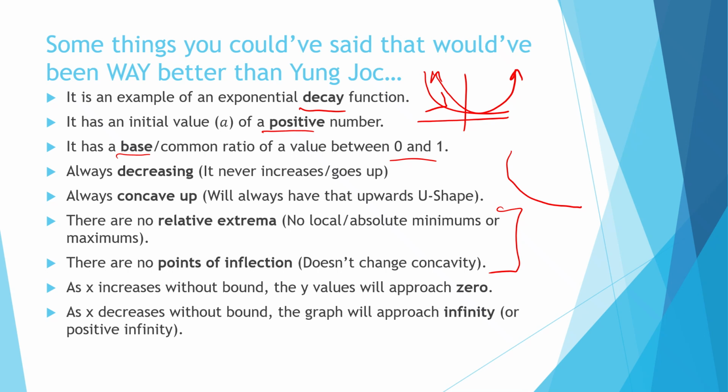And then as x increases without bounds, the y values will approach 0, right? If we take a look at that graph, as you go to the right, this is going to get closer and closer to 0, but never touch it. And then as x decreases without bounds, the graph will approach infinity, right? As you go to the left forever, this is going to shoot up and go to positive infinity.